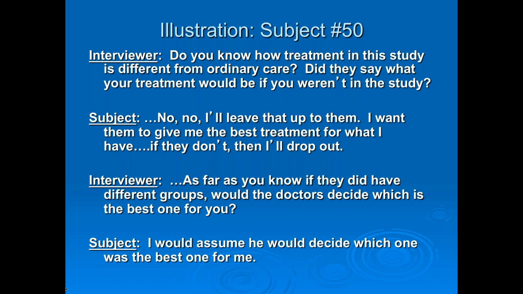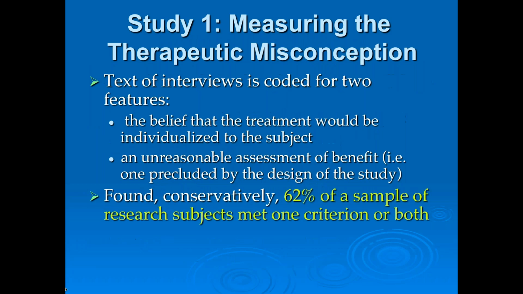Interviewer: As far as you know, if they did have different groups, would the doctors decide which is the best one for you? Subject: I would assume he would decide which one was the best one for me. So that's very typical. The assumption is that the doctor is going to provide the best care for me. So we've done a bunch of studies, and this is the outcome from one of them.